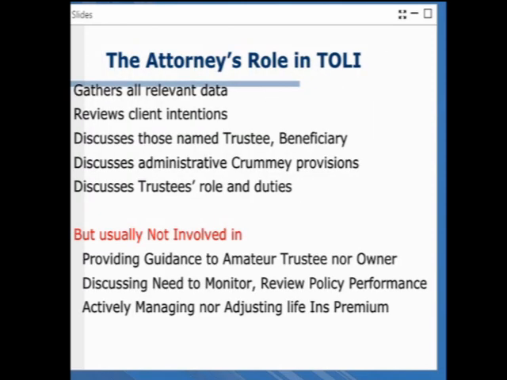The attorney's role: he or she may gather all the relevant facts, review the client intentions, discuss the trustee, the beneficiary, the owner, as well as discuss the administrative and some of the Crummey provisions. Hopefully, he or she will also discuss some of the trustee's roles and duties, but usually is not involved in providing ongoing guidance to the amateur trustee, doesn't discuss or get involved in the need to monitor or review the policy's performance, and neither is involved in managing or adjusting the life insurance premium.